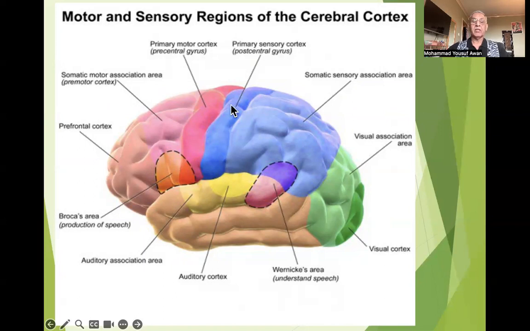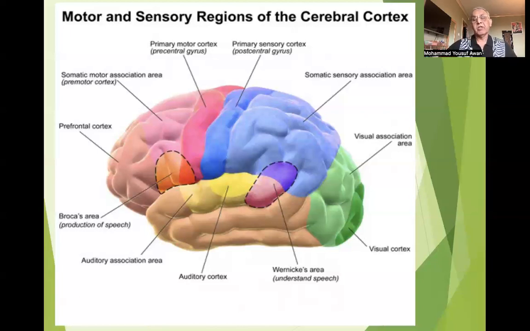Then behind the precentral gyrus is the primary sensory cortex and the somatic sensory association area, where different sensations are interpreted, and the visual association area. This is Wernicke's area, where understanding and interpreting the speech occurs, and Broca's area, the production of speech, the motor part of speech, is produced from this part of the brain. Then there is the auditory association area and the auditory cortex, and the visual cortex, as mentioned earlier. So this is the basic anatomy.